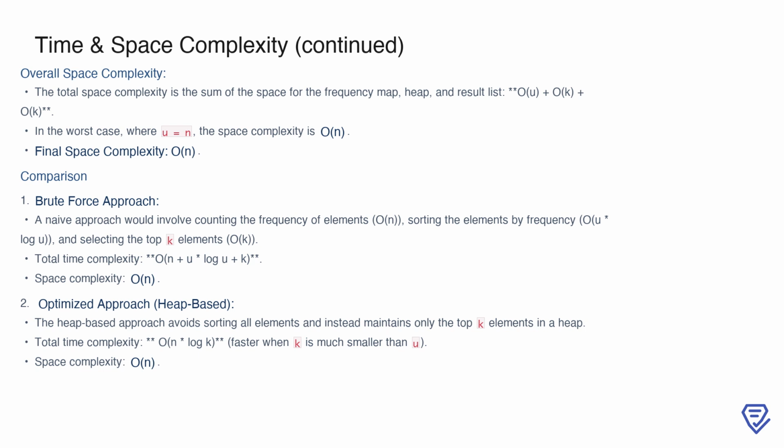Comparing this with a brute force approach helps highlight the efficiency of our optimized method. A naive implementation would involve counting frequencies in O(n), sorting the unique elements by frequency in O(U * log U), and selecting the top k elements in O(k). This results in a total time complexity of O(n + U * log U + k), with space complexity remaining at O(n). However, the heap-based approach avoids the overhead of sorting all elements. By maintaining only the top k elements in a heap, it achieves a faster total time complexity of O(n * log k), when k is much smaller than U, while still maintaining the same O(n) space complexity.